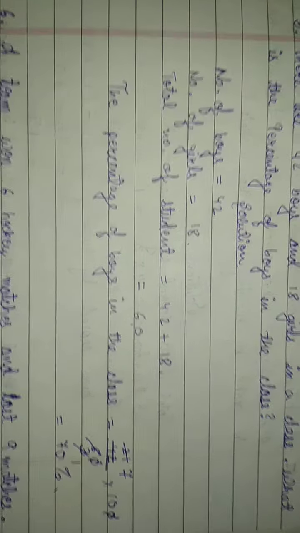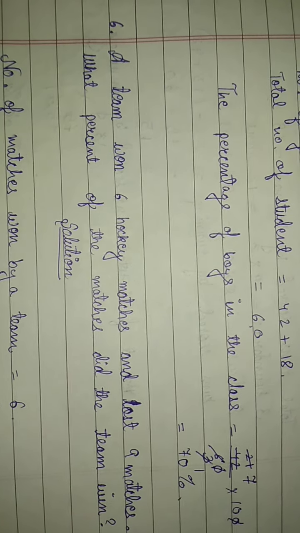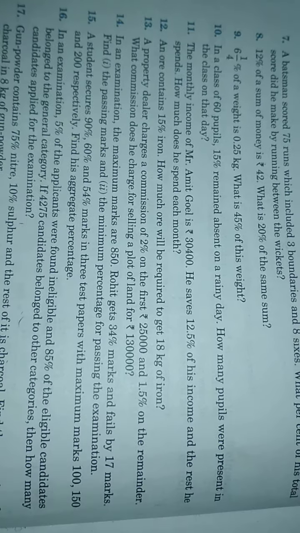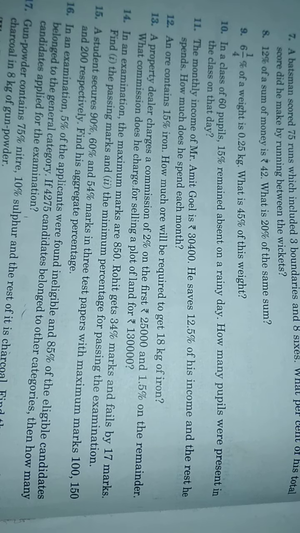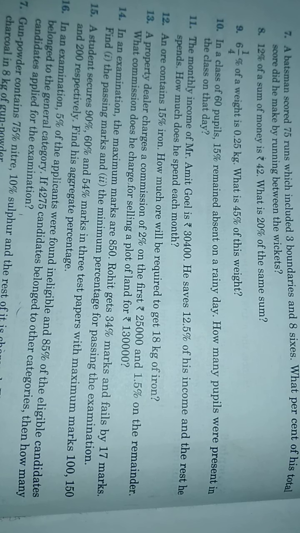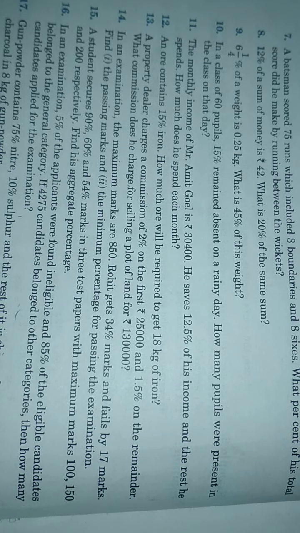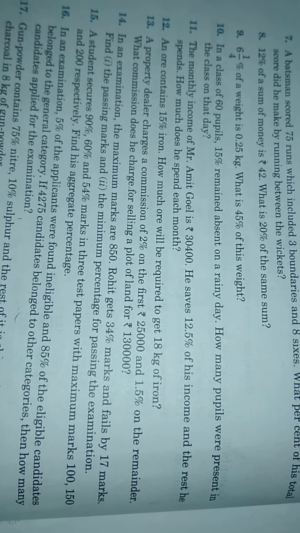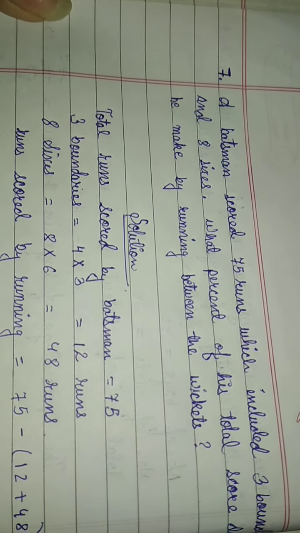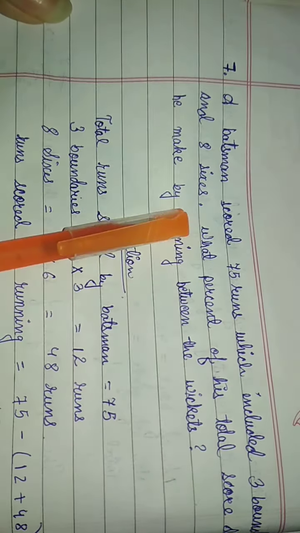Okay, now the sixth question is also the same, so try to solve this. Okay, so these questions are very easy, but some difficult questions are there where students face many problems. So first of all I will do question 7. Okay, so a batsman scored 75 runs, which included 3 boundaries and 8 sixes.